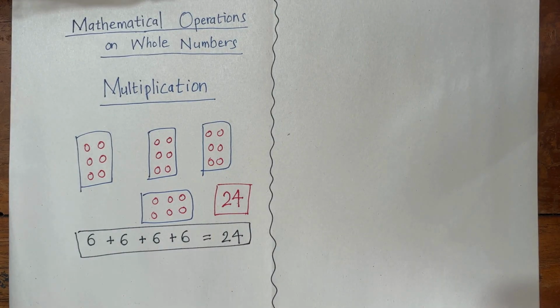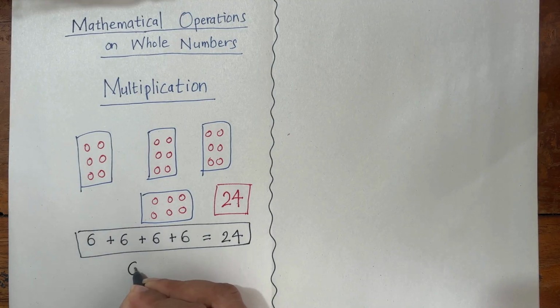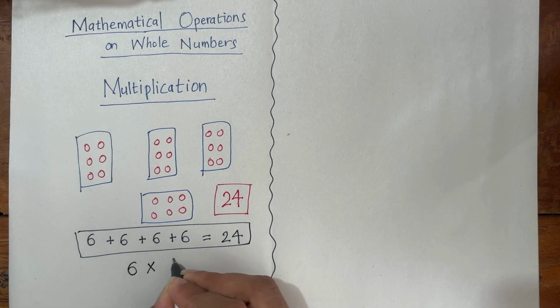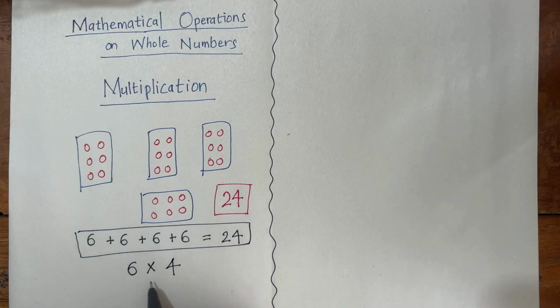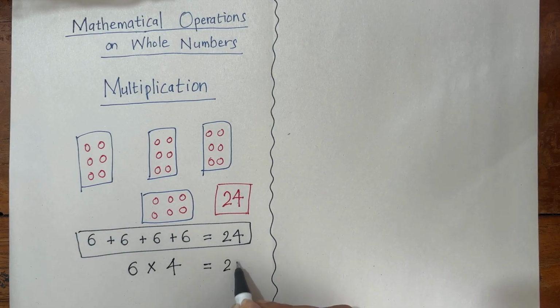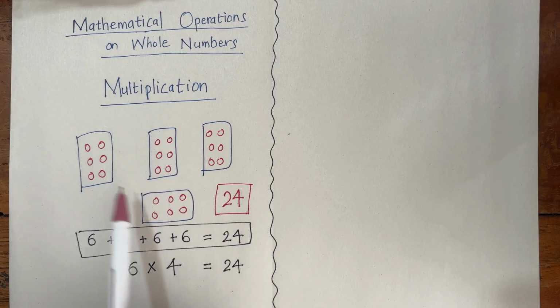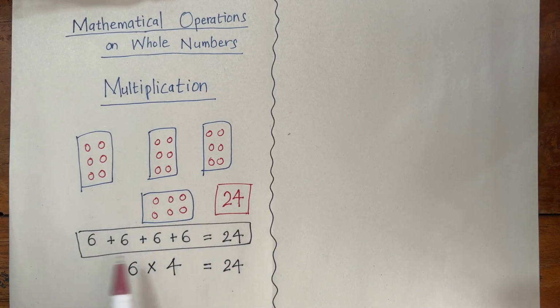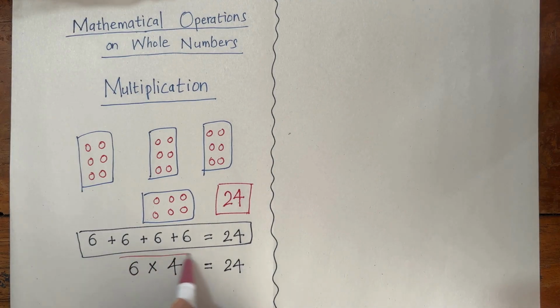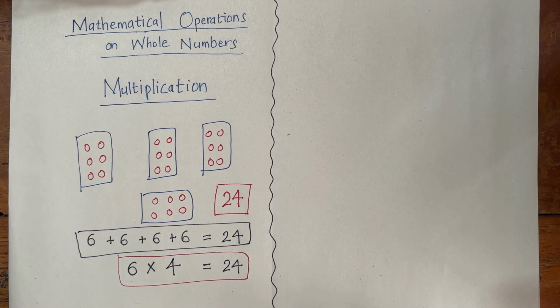There is another easy way of representing the same thing in the sense of multiplication. 6 times 4. We use the multiplication sign and now we get the answer as 24. So you can see that we have done the same thing first graphically and then as an addition and again as a multiplication. So what do you think is the easiest way?